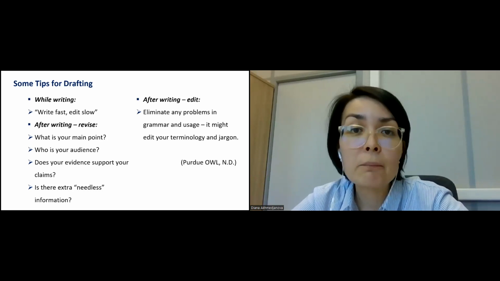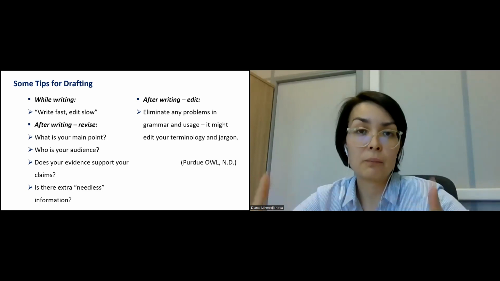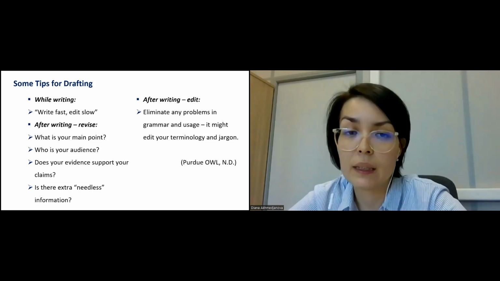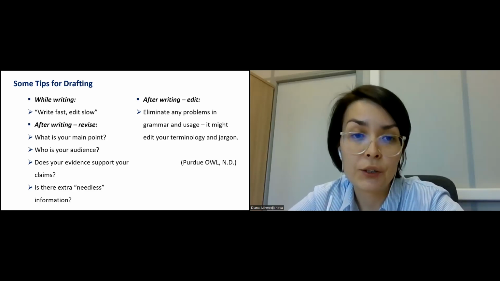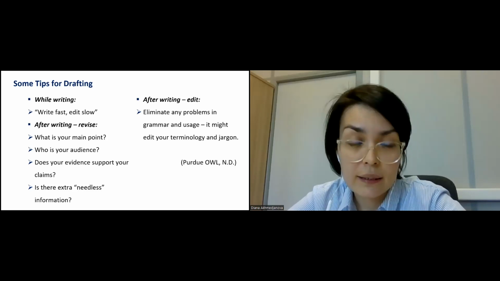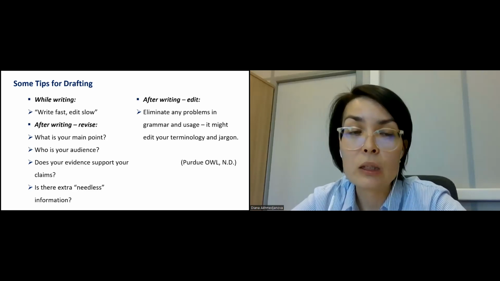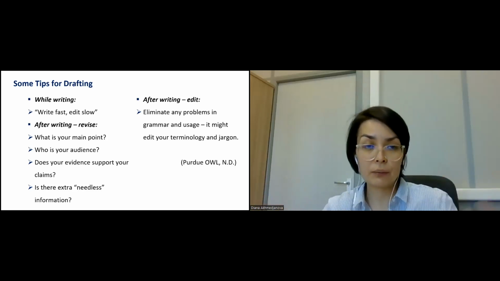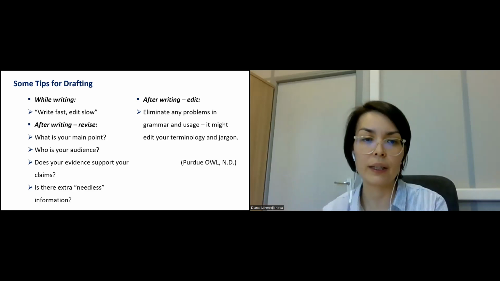But you should keep in mind, when you're revising, that the text you're producing, either on your own or with the help of the tools, should reflect your main point. What is your main point? What message are you trying to deliver? Who is your audience, again? Are you writing to scholars, or to some other audience for practical uses, right?